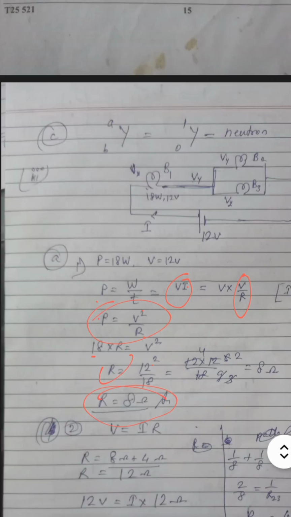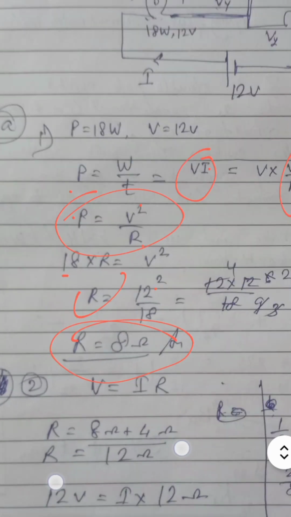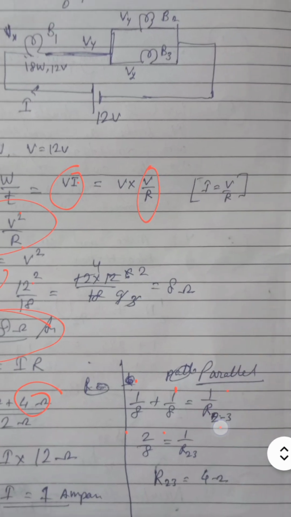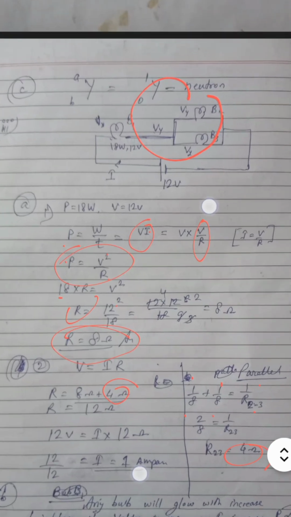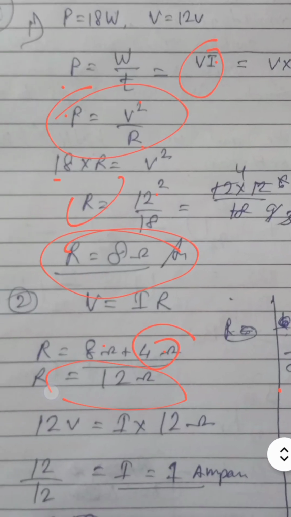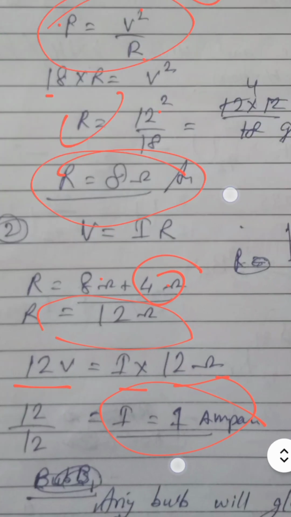So the next question was the current drawn from the cell. I have to find I. So total V is equal to total I times total R. So first the parallel resistance: 1 by 8 plus 1 by 8 is equal to 1 by R. So I got the parallel resistors as 4 ohms, and the other in series is 8. So total resistance is 8 plus 4, 12. We know V equal to IR. So I is 1 ampere. 1 ampere current is flowing through it.